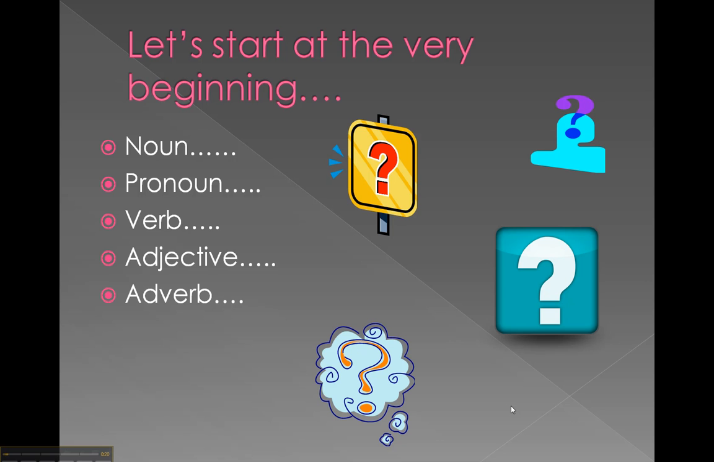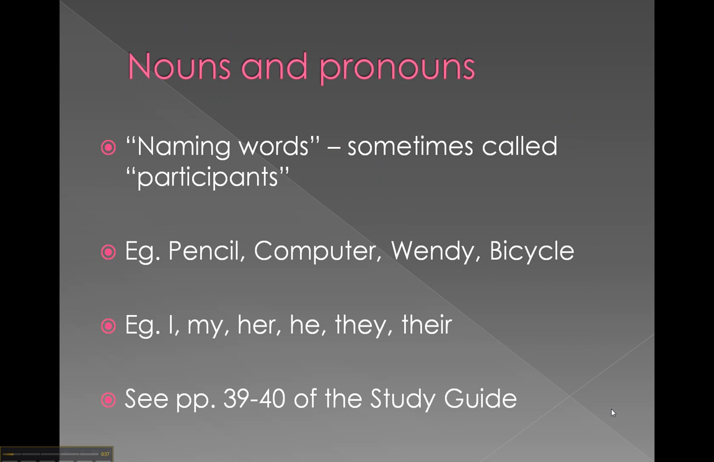So there's five main parts of speech here that we're going to just revise and go through, and you can see them there: nouns, pronouns, verbs, adjectives and adverbs, and hopefully some of those words are familiar to you even if you need a little bit of brushing up on them. So let's begin with nouns and pronouns.